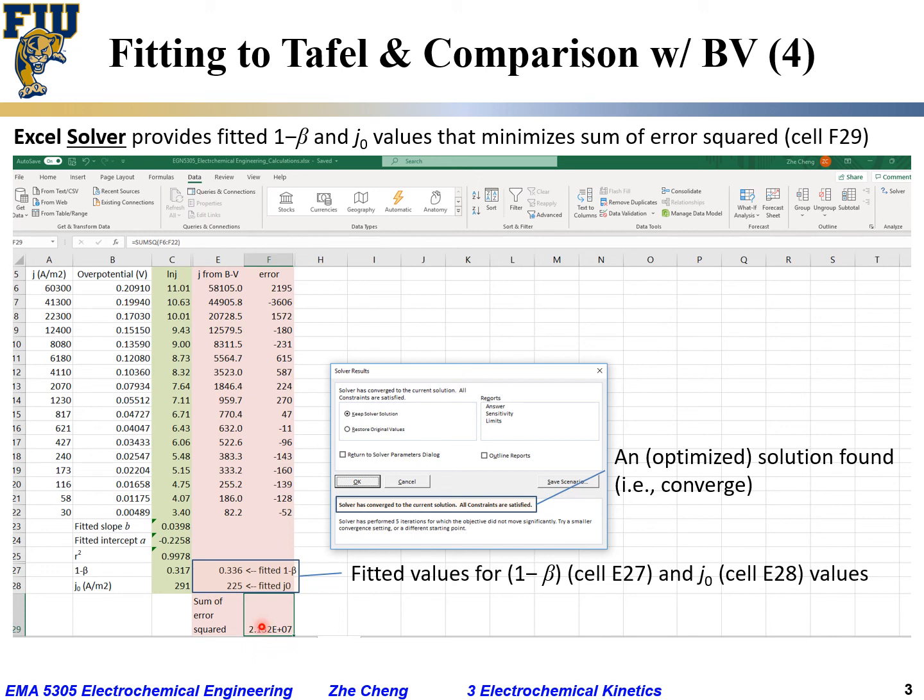Remember previously this number was on the order of 10 to the power of 9. Now it got greatly reduced to 2.13 times 10 to the power of 3. Okay, so now we reach the solution, and we have fitted values for 1 minus beta as well as the fitted value for J0.